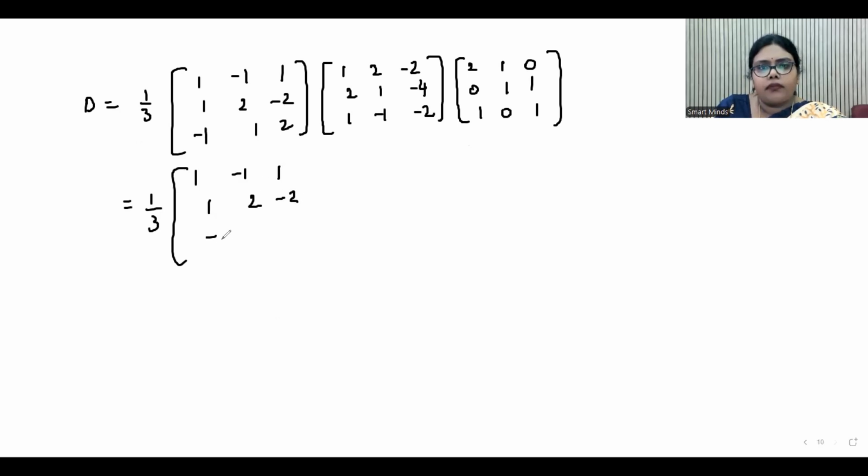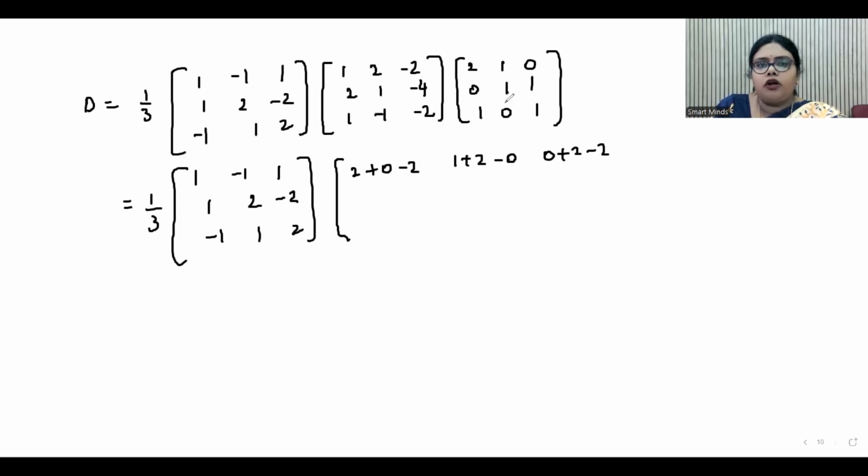Now we will multiply these two matrices. So what do you get? First row with first column. So 2 plus 0 minus 2. 1 plus 2 minus 0. 0 plus 2 minus 2.